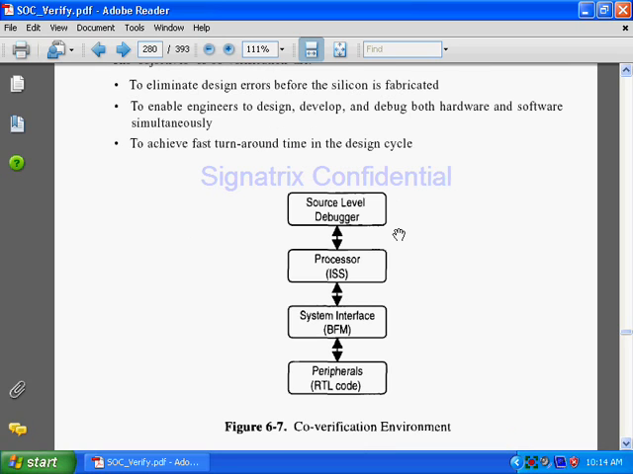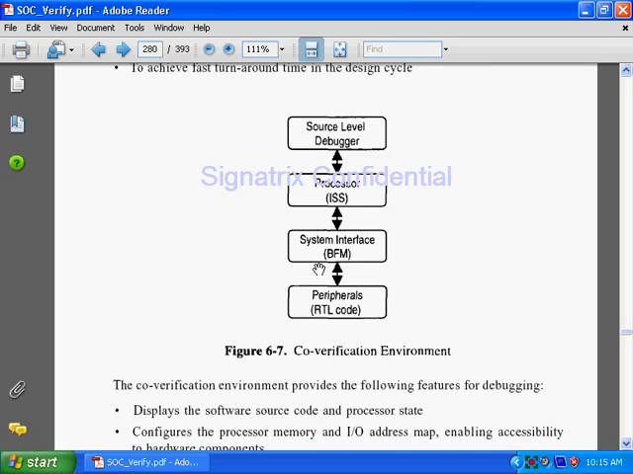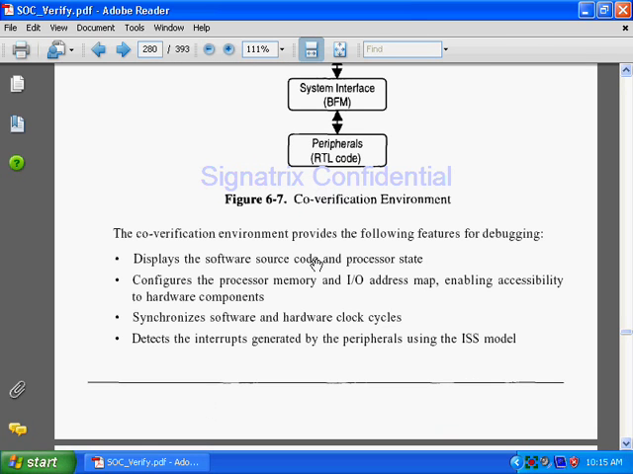Before that we have to use a software bus function model in order to configure the peripherals. But when your real device drivers are ready, then you have to interact your real device drivers with your RTL code, to achieve fast turnaround time in the design cycle. Fast turnaround time means time to market is an important concept, right? So that is what they are trying to say. Turnaround time in the design cycle should be fast. With the help of co-verification, you can achieve that much faster.